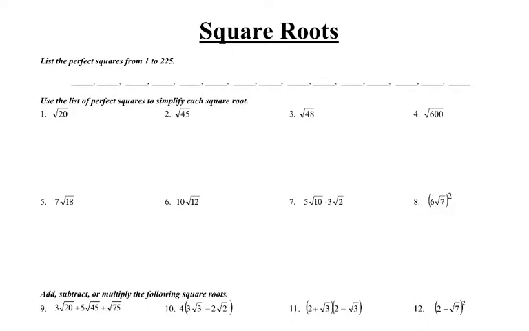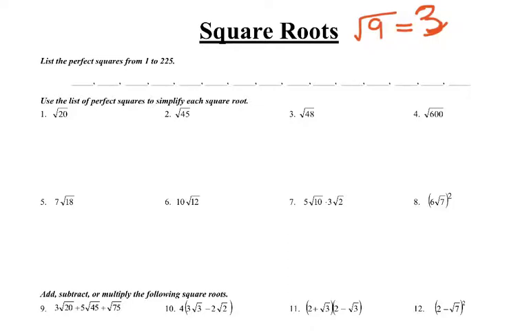Today we revisit an old friend, a nice friend, square roots. Remember square roots? What's the square root of 9? 3, right? Why is the square root of 9 3? Because 3 times 3 is equal to 9. So squaring a number and square rooting a number are opposites of each other.